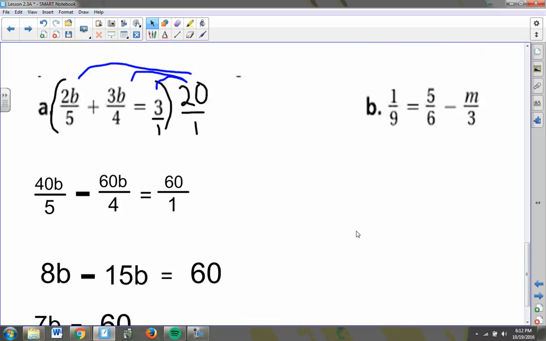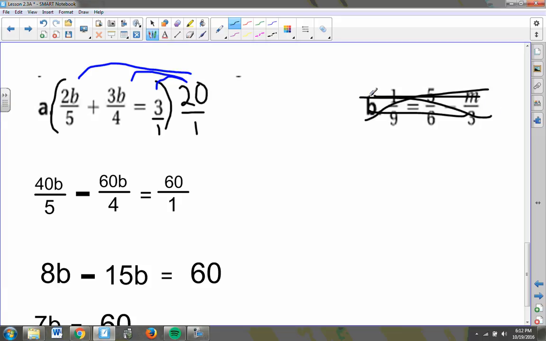Let's see. We'll skip letter B for now. We'll just let you do some practice when you get to class tomorrow. If you have questions about any of this, please make a note to ask me in class tomorrow before you start your practice problems. Otherwise, that's all I have for you.